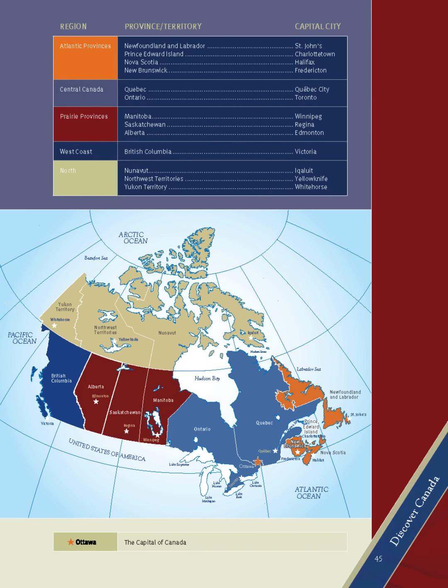Region, province, territory, capital city. Atlantic provinces: Newfoundland and Labrador, St. John's. Prince Edward Island, Charlottetown. Nova Scotia, Halifax. New Brunswick, Fredericton.